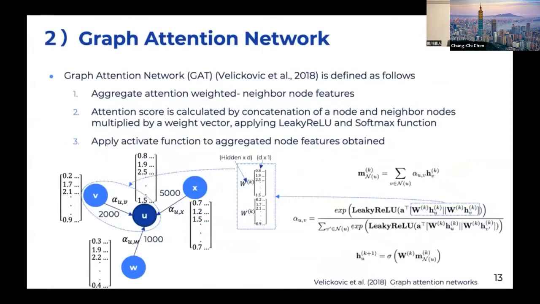And then we will move on to the graph attention network. The graph attention network is defined as follows. Basically, we aggregate the attention-weighted neighbor node features as in this equation, and an attention score is calculated by the concatenation of a node and the neighbor nodes, multiplied by a weight vector, applied to LeakyReLU and the softmax function. And then finally, we apply an activation function to aggregate the node feature.